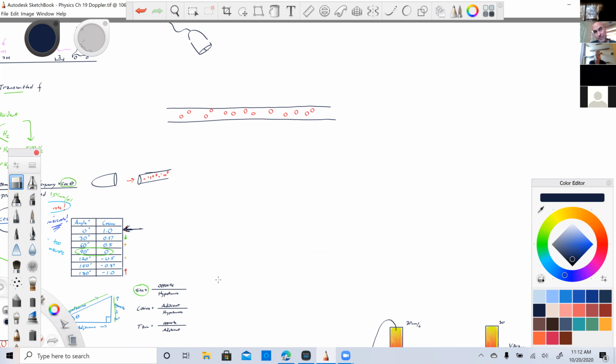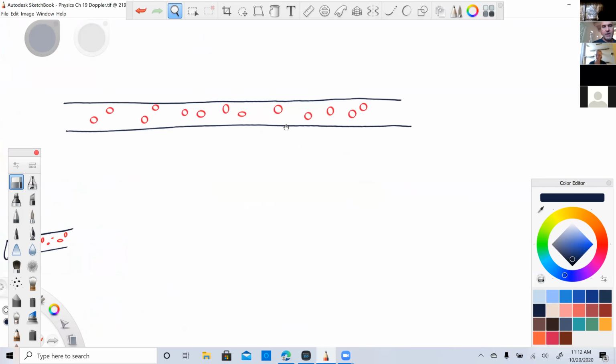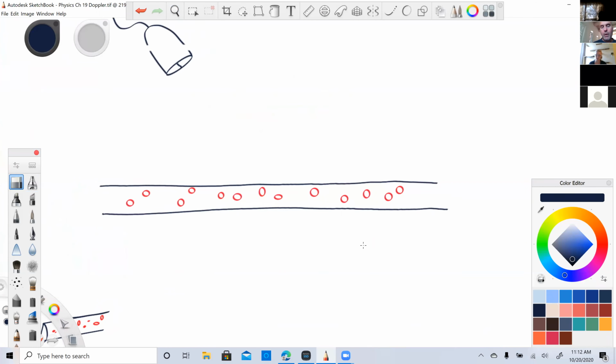So the final and best way to get a waveform and never, ever have aliasing, even if the blood's traveling 1,000 miles an hour, you will not get aliasing with a continuous wave transducer, which is pretty cool. Because why did we get aliasing before? The sampling rate wasn't high enough.